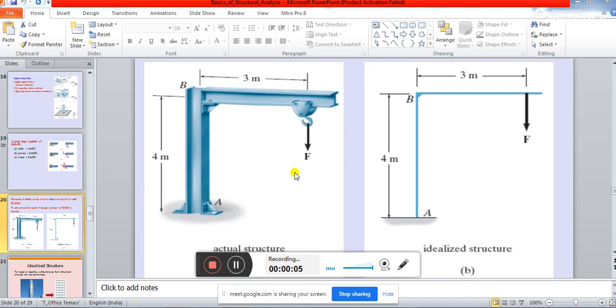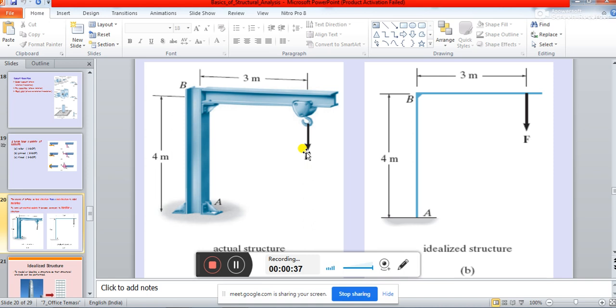See this structure. You can now observe this is a typical column, and this is an I beam, and in this I beam another I beam is attached. Have you noticed? There is a support over here, and this column is fixed with some base plate at the ground. And there is a load acting over here, correct?